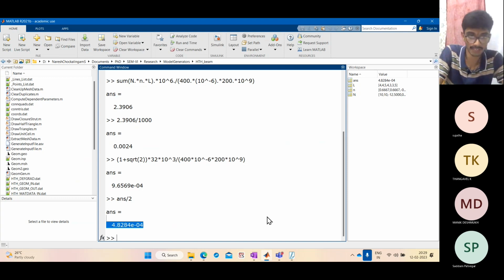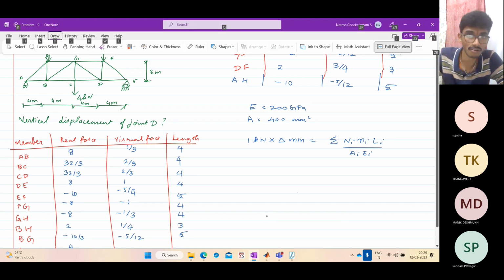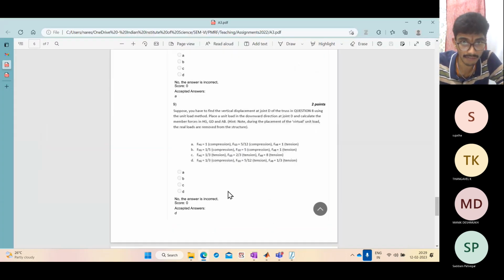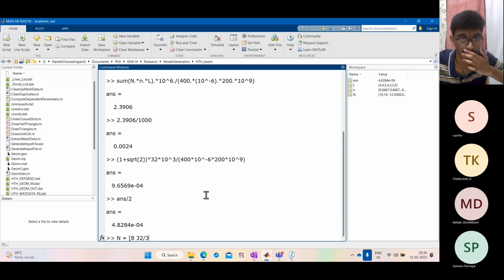So in this case, our vectors are a bit long. N equal to 8, 32/3. Or before that, let me just check the intermediate values. So FHG is 1/3 compression. FGD is 5/12 tension. FAB is 1/3 tension. Yes, perfect. So now let us solve the virtual work equation.